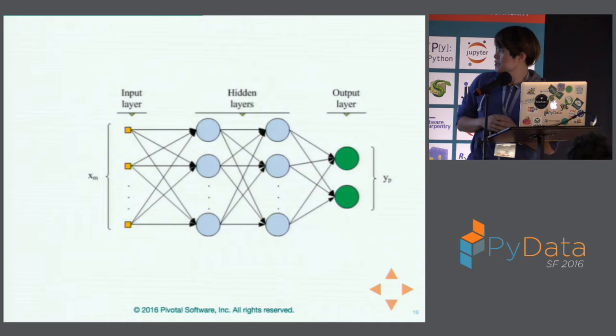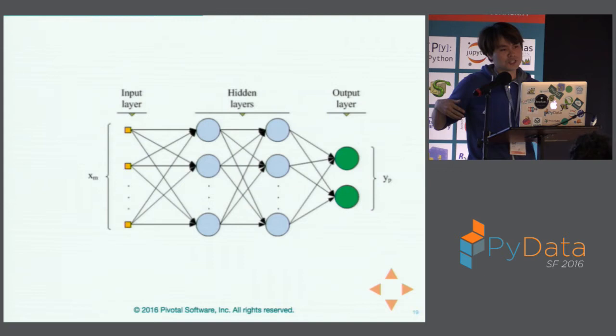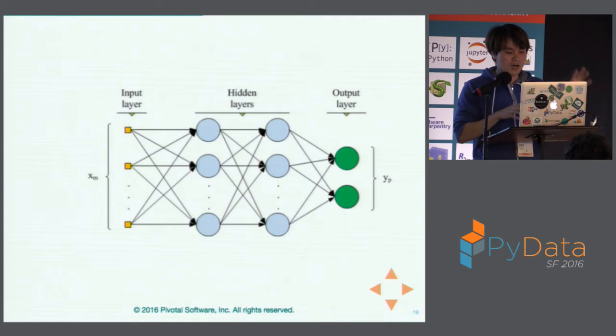As you can see on this graph, in our case, we feed images of handwritten digits, 28 by 28, into the input layer. Then we have a couple of hidden layers because, as I said, it's a multi-layer perceptron, so there is more than one hidden layer. And in the output layer, we have several outputs because it's not a binary classification. It's a multi-class classification.